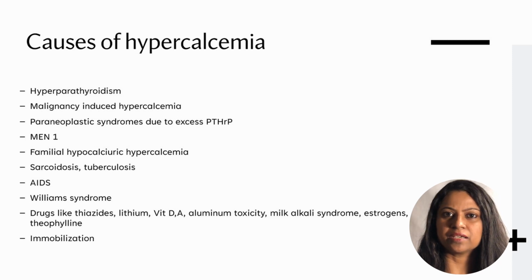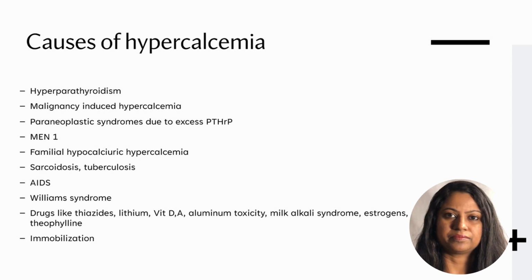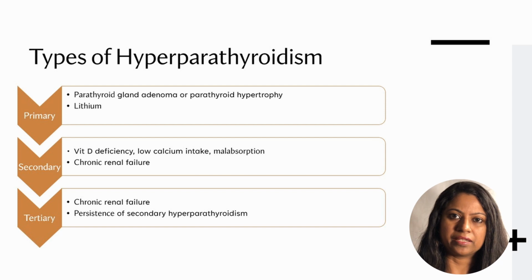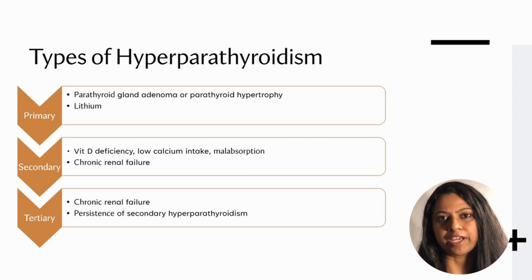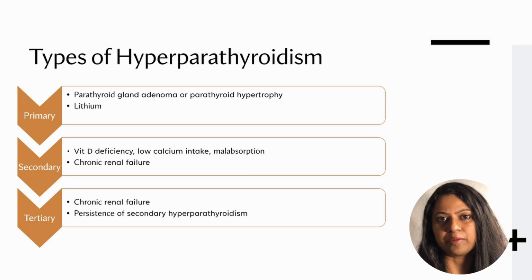Causes of hypercalcemia include hyperparathyroidism, vitamin D toxicity, paraneoplastic syndromes due to excess PTH-related peptide secretion, some other malignancies, and medications like thiazides, estrogens, etc. Hyperparathyroidism is one of the most common causes of hypercalcemia. It is simply excess PTH in the body. Depending upon what is the primary issue causing the excess PTH, hyperparathyroidism can be divided into three types: primary, secondary, and tertiary hyperparathyroidism.